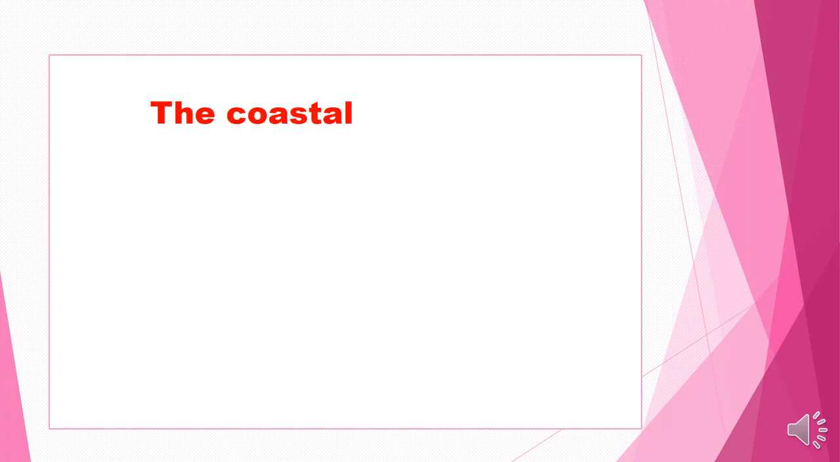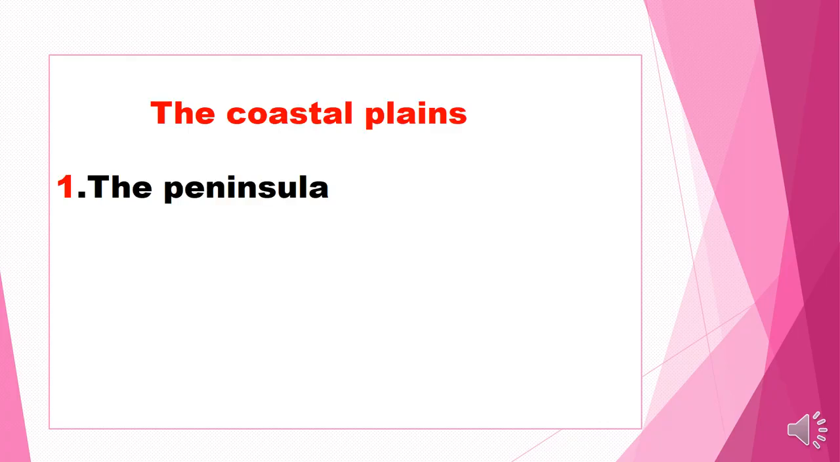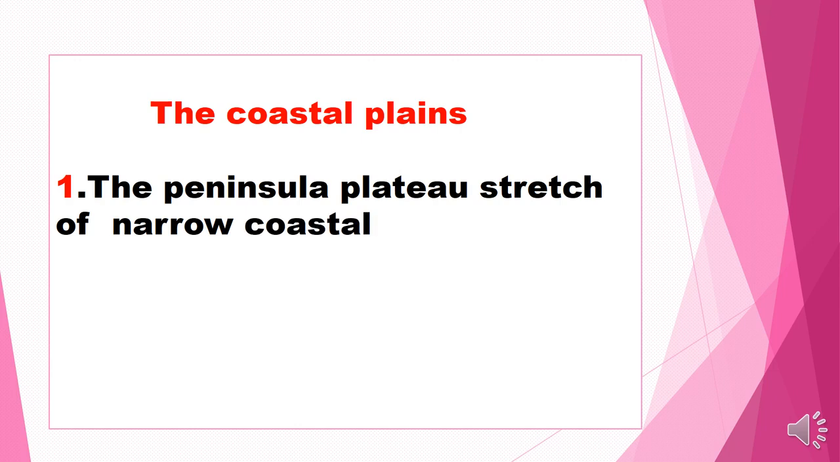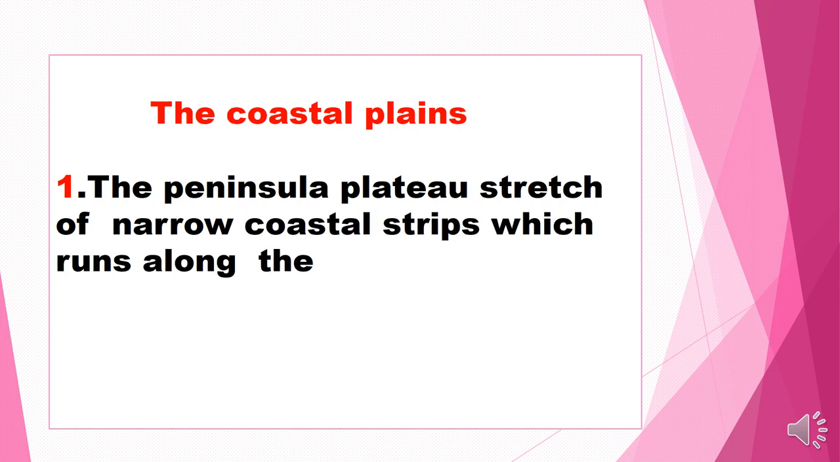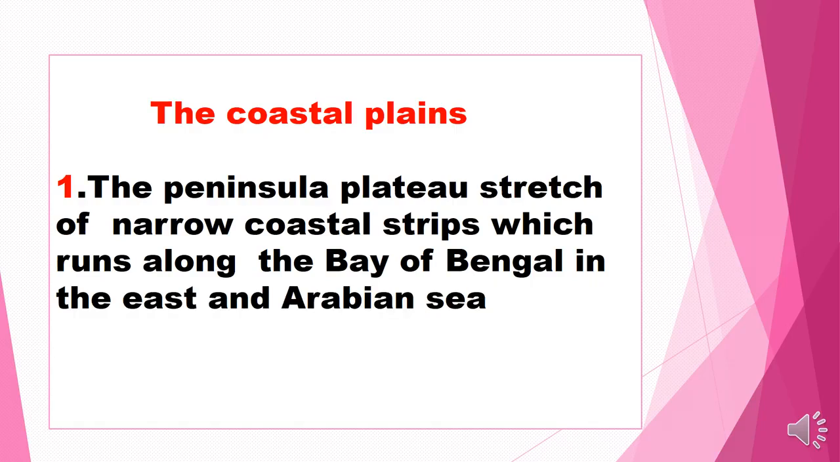And the next topic is the coastal plain area. Coastal means those areas lying near the sea. The peninsula plateau has a narrow coastal strip which runs along the Bay of Bengal in the east and the Arabian Sea in the west. Means the coastal plain area is near the peninsula plateau, and the part that runs along the Bay of Bengal in the east is called the eastern coastal plain, and the part near the Arabian Sea is called the western coastal plain.